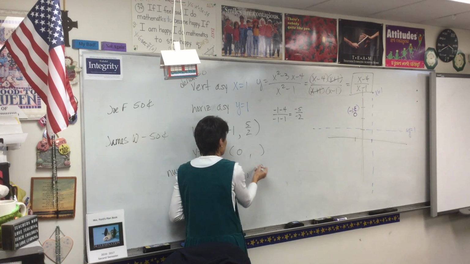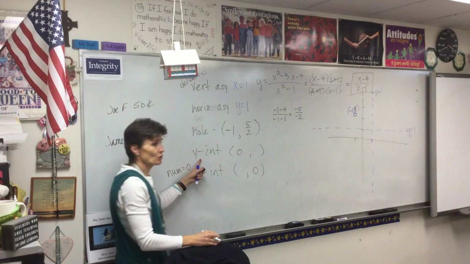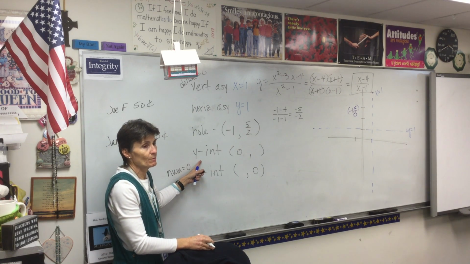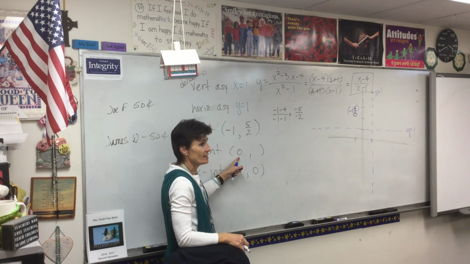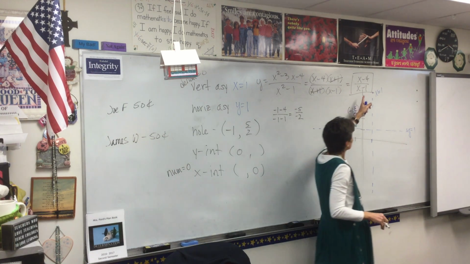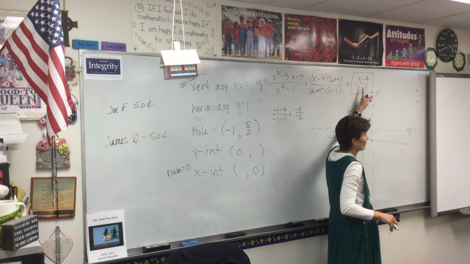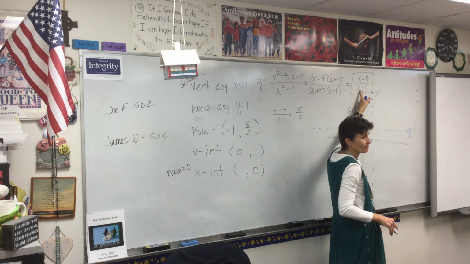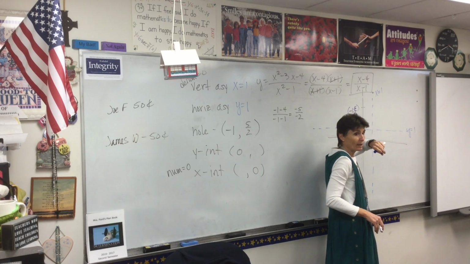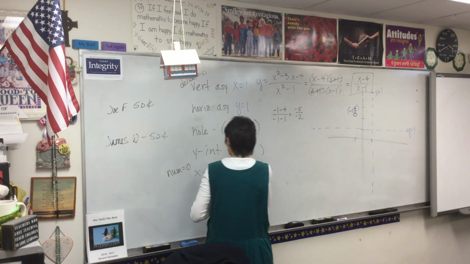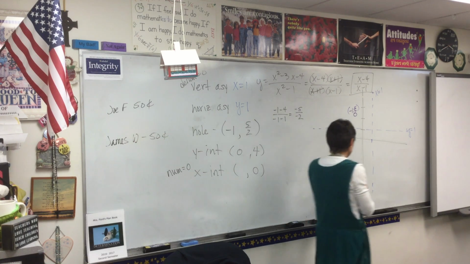Intercepts. Remember, whichever intercept you're looking for, the other letter is 0. So if I want my y-intercept, I'm going to let x be 0. What happens if you put zeros in for the x's? You get negative 4 over negative 1? 4. You get 4. So my y-intercept is 4.